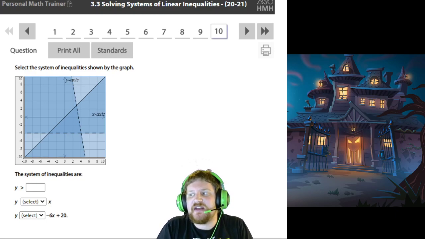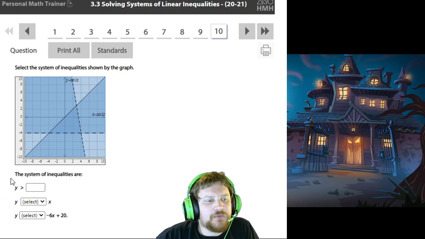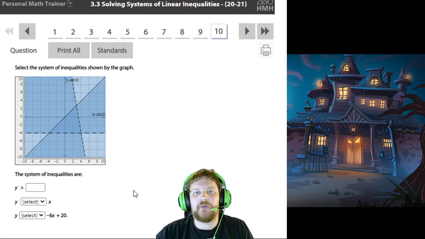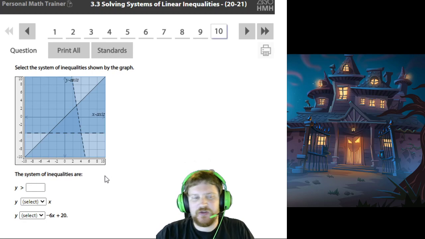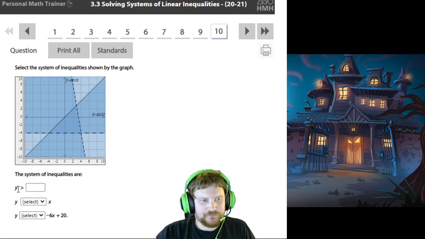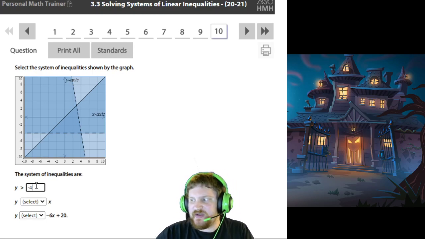For number 10, it's asking us to select the system of inequalities shown by the graph. This first one has actually been the one most people have had an issue with, and we see that it says y is greater than blank. Well, remember, y equals a number, that's a horizontal line. So all it's really asking us here is, where is the horizontal line? And that's at -4. So y equals -4 here.